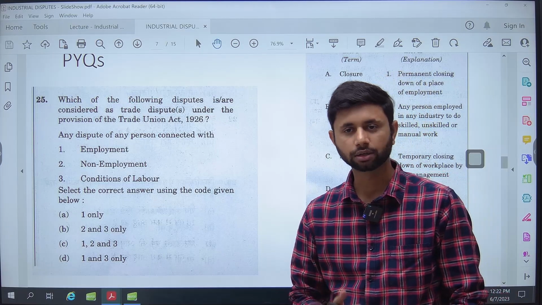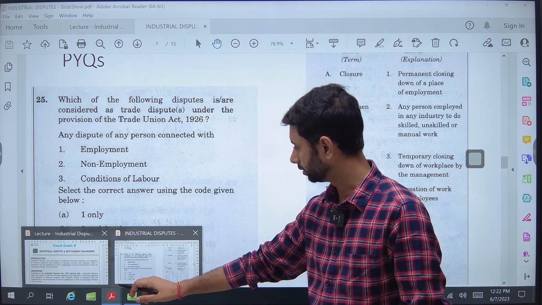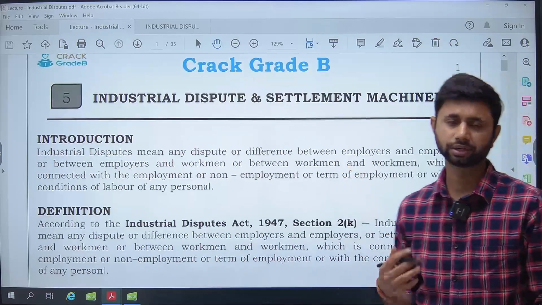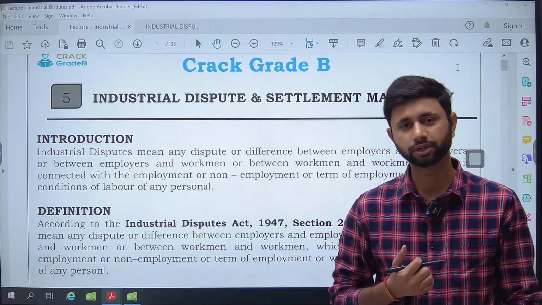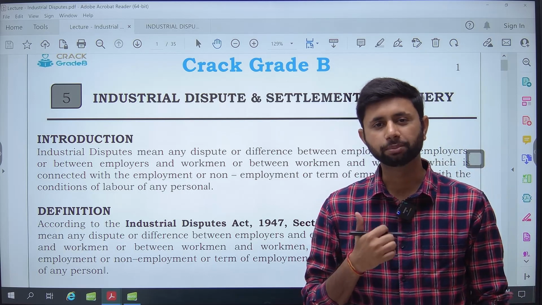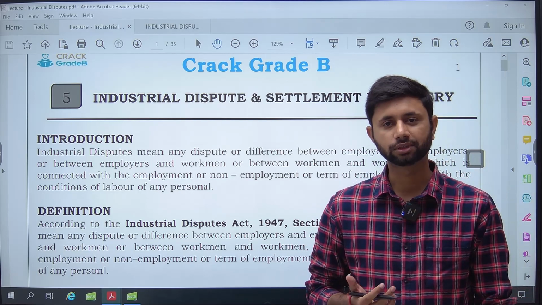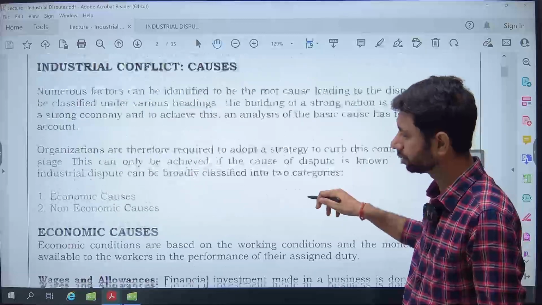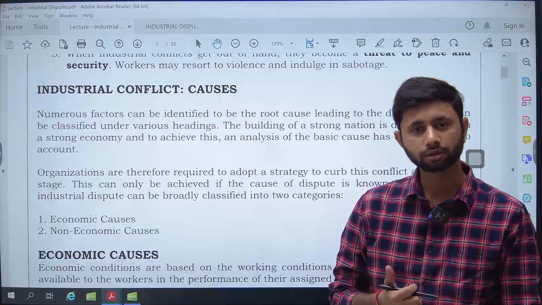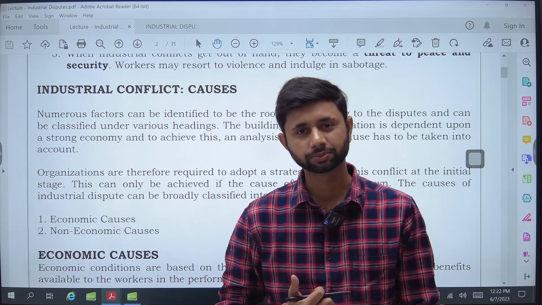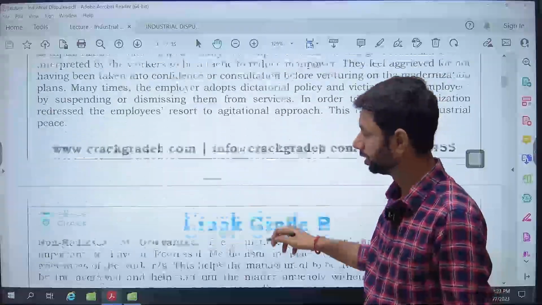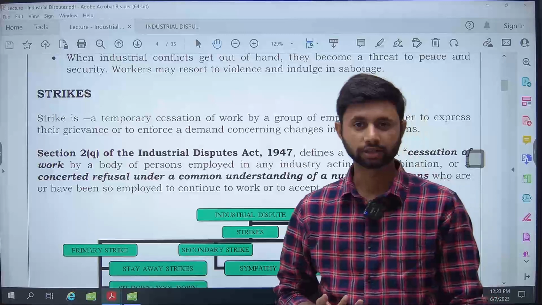Okay, so let's just start our chapter without any further ado. First of all, in industrial disputes and settlement machinery, in the first lecture, we'll talk about the industrial disputes definition. What is the impact of industrial disputes on various stakeholders? Then we'll talk about the causes of industrial disputes. Is it only economic, or are there any non-economic causes as well? Then we'll go on to the consequences of industrial disputes, that is, what happens when industrial disputes occur.